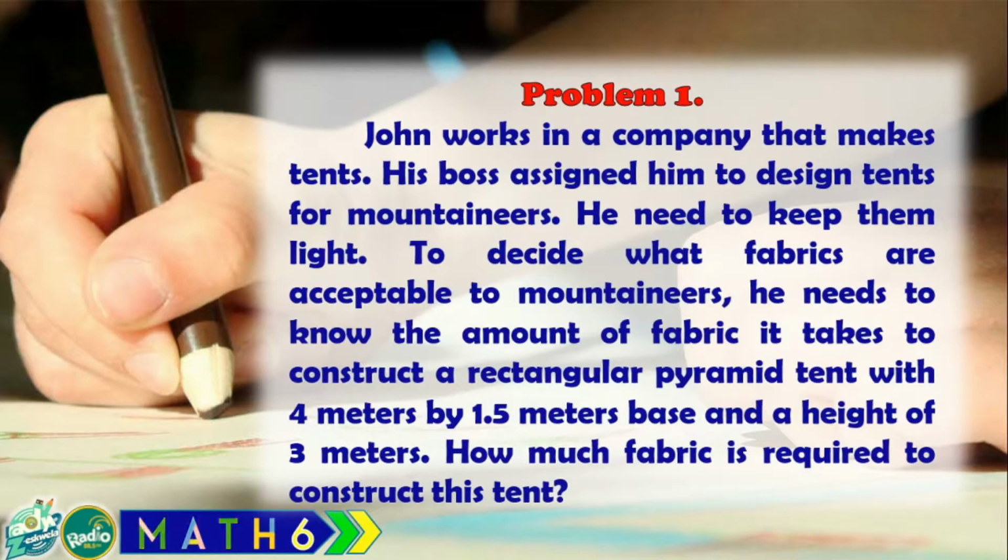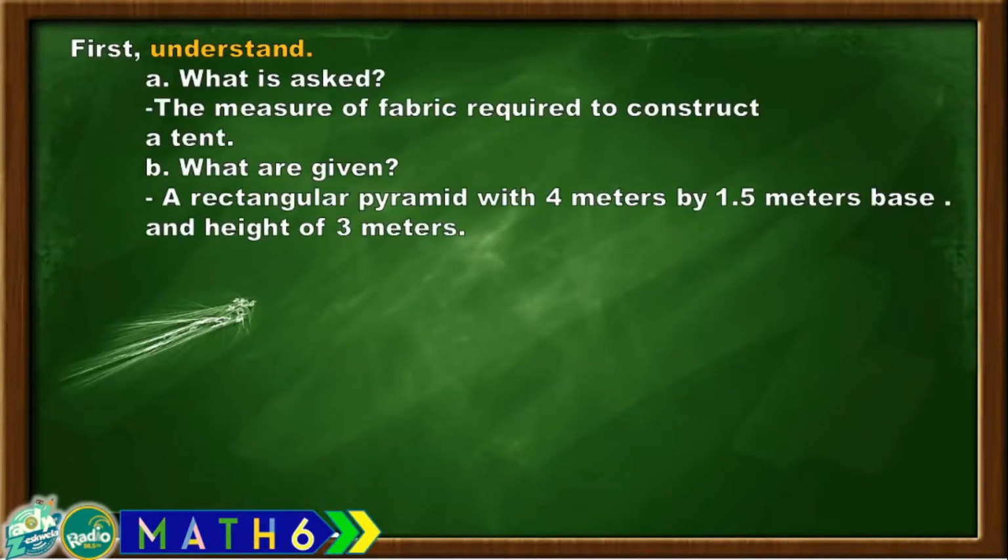Now let's solve this problem by using the steps in solving the problem. Now we have first, understand. What is asked in the problem? Very good. The measure of fabric required to construct a tent. And what are the given? Yes, the given are a rectangular pyramid with 4 meters by 1.5 meter base and height of 3 meters.